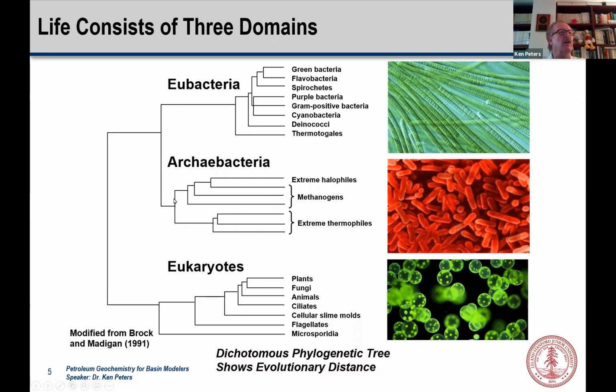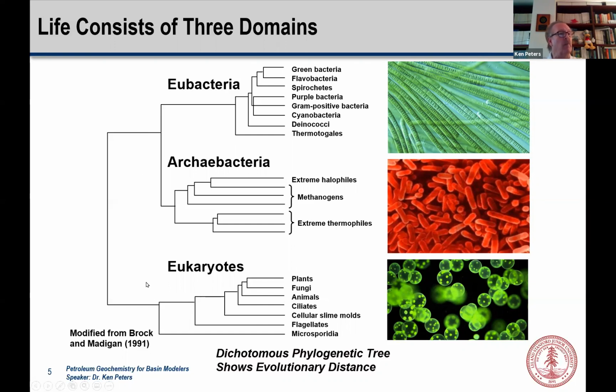And you can see the archaea are distinct from the bacteria that we're more familiar with. Here, for example, green bacteria. Here's Spirogyra, which is a green bacterium. Now the eukaryotes, of course, these are what some people call higher organisms.